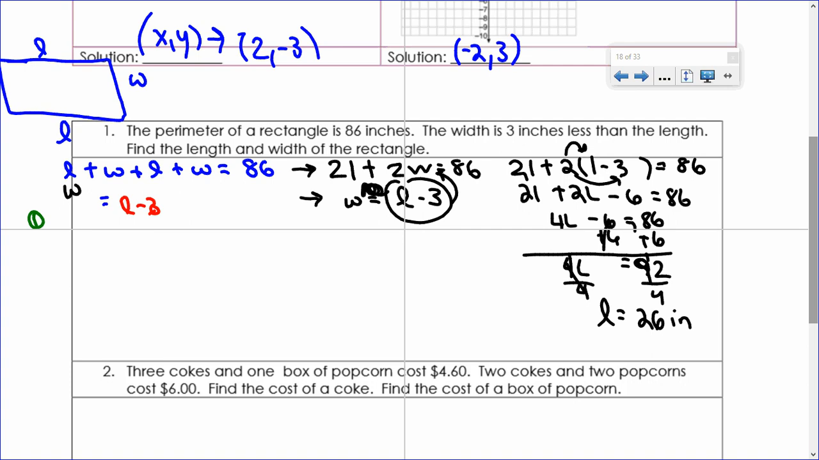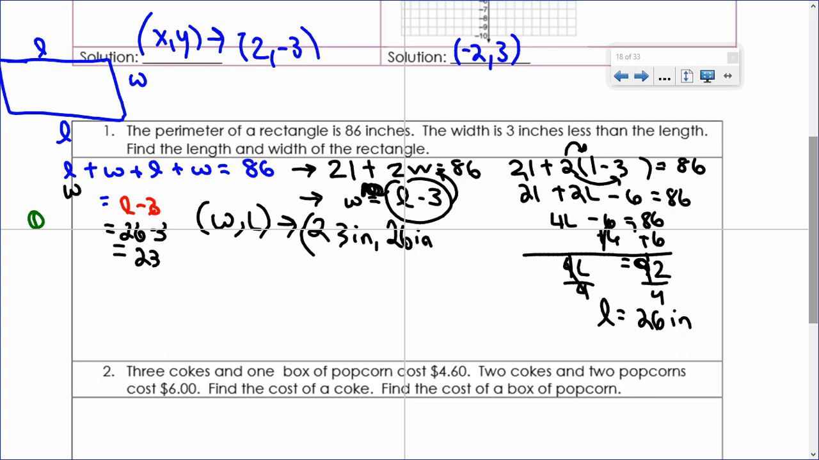Yes. All right. Now I need the width. The width equals L minus 3, or equals 26 minus 3. This equals 23 inches. So when I write my answer, width and length map onto 23 inches and 26 inches. And this ensures that you know what W is, you know what L is.